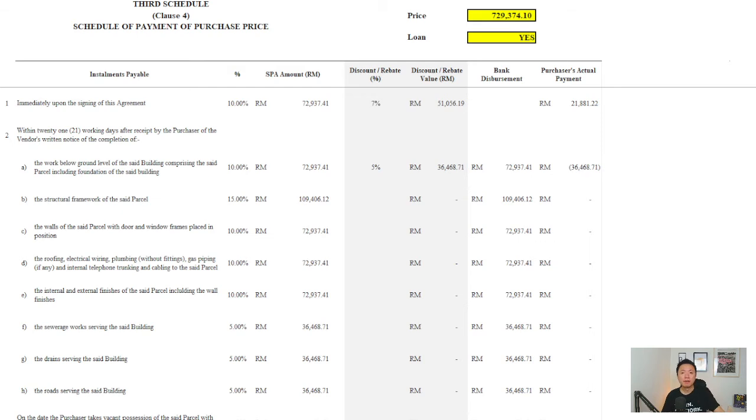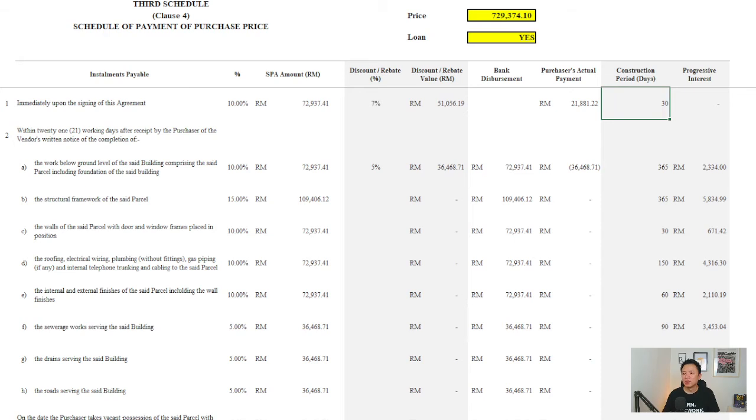Many people think that buying under construction property or new projects is much cheaper. Now it is cheaper in terms of entry barrier. For example, I could pay like 1,000, 5,000 or even less than 10,000 to secure a property provided I have a loan, right? But not many people are aware that buying under construction property has a hidden fee. Now the hidden fee that I'm actually referring to is this. It's a progressive interest on the loan.